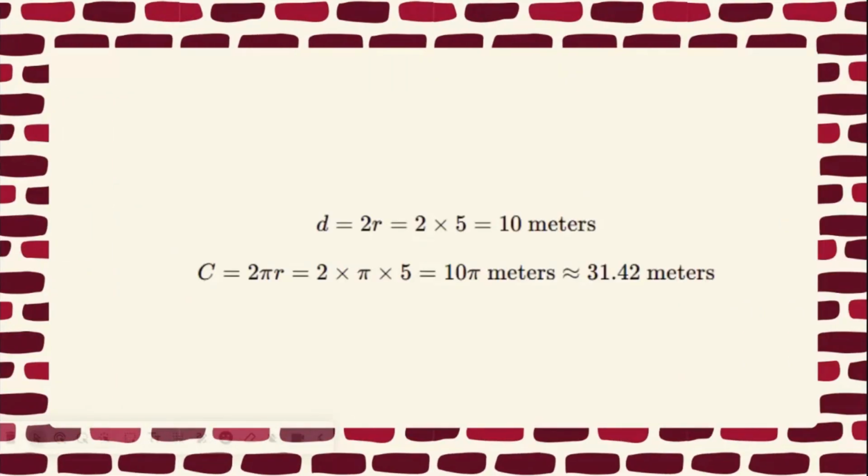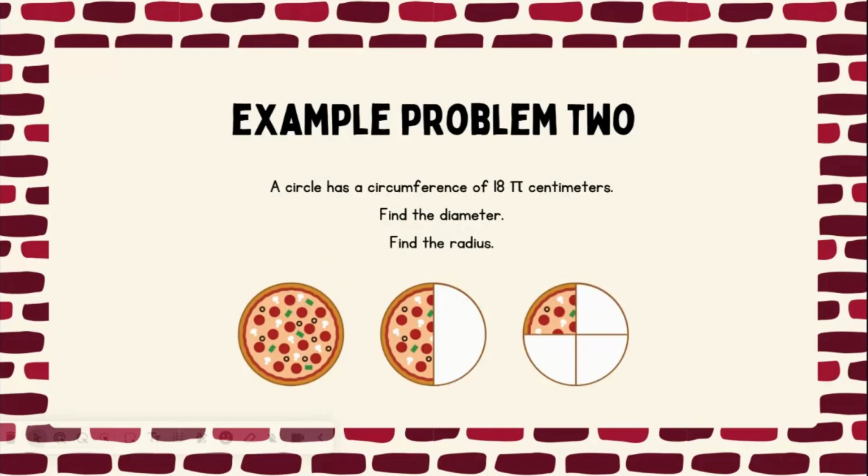And this is described in this part. D equals 2r, so 2 times 5 equals 10 meters. C equals 2 pi r, 2 times pi times 5 equals 10 pi meters. Now, 31.42 meters doesn't exactly apply, so we want to keep our answer in pi. And when they say keep our answer in pi, that means pi should be part of the answer. So that's 10 pi meters.